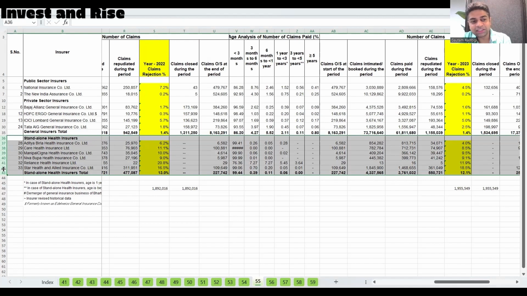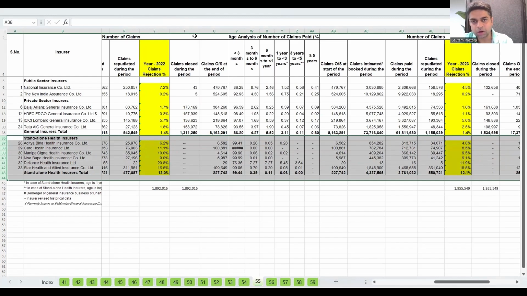And despite having a higher claim rejection ratio, interestingly, these Sahi companies have had a very good renewal rate as well. In fact, around 90% or 90% plus renewal rate. So this is pretty interesting. They're having a lot of claims rejected, but again, people have been renewing policies. Now let's conclude.